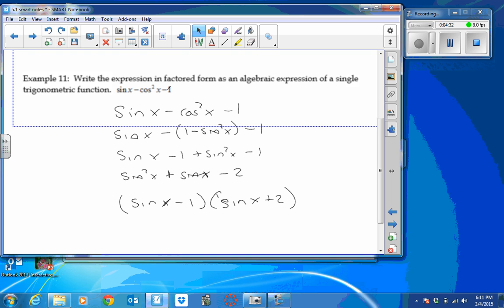So I'm going to replace the cosine squared here with 1 minus sine squared. And I'm going to simplify: sine x minus 1 minus the negative is plus sine squared minus 1. Combining like terms, I have sine squared plus sine minus 2, which factors into sine x minus 1 times sine x plus 2.